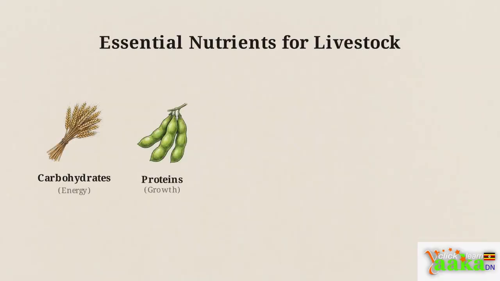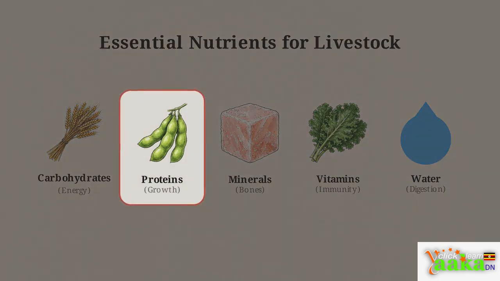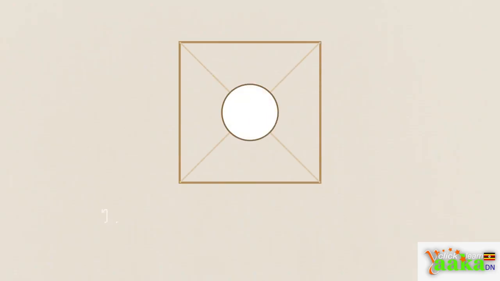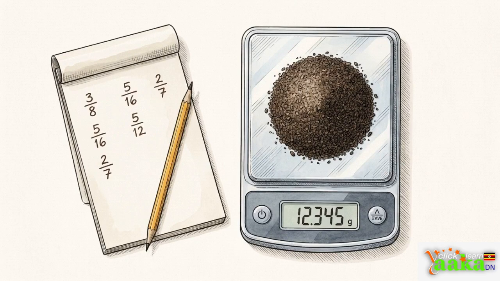A balanced diet relies on 5 essential components: carbohydrates for energy, proteins for growth, minerals, vitamins, and water. Today, our objective is balancing the protein in a ration using a mathematical tool called the Pearson square. Understanding a balanced diet requires precision. It takes strict mathematical formulation rather than guessing your ingredient ratios to ensure animal health and farm profitability.